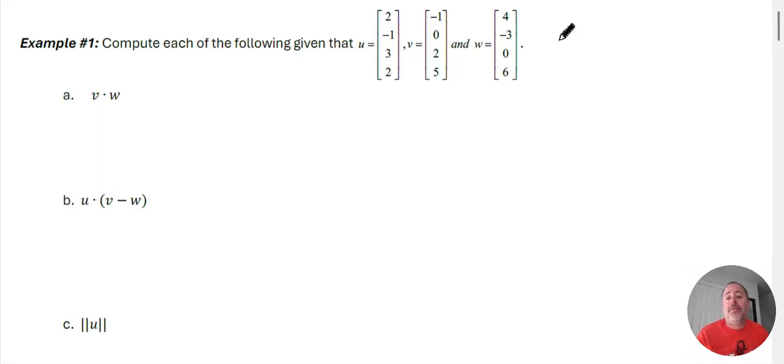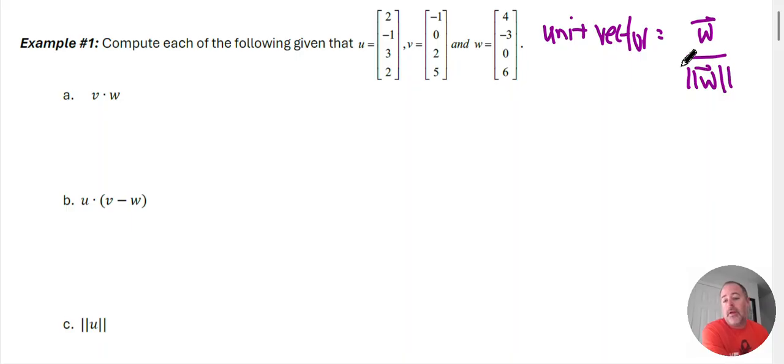Well, the first thing we have to do, remember that for a unit vector that we learned back in multivariable, is going to be the actual vector over the magnitude of that vector. So we already know what W is. It's 4, -3, 0, and 6. We have those components. So that's what this is going to be. So this W is going to be the 4, -3, 0, and 6.